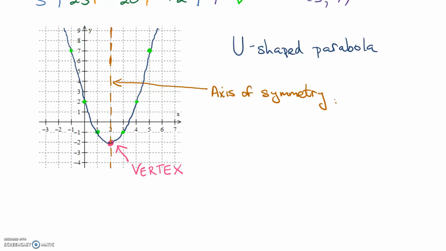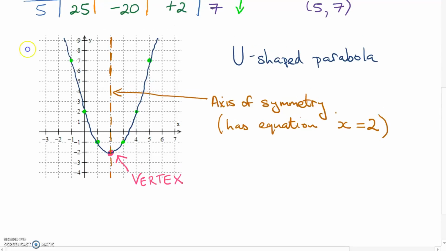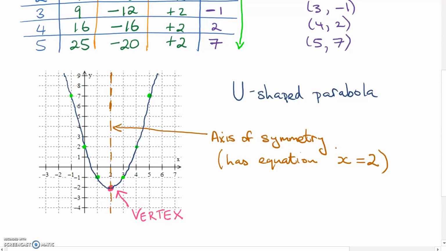Now the equation of the axis of symmetry is an easy equation. It's just going to be x equals something, because it's a vertical line, so all vertical lines are x equals. And you just look to see where it is cutting the x-axis. It's cutting it at x equals 2. So if it's cutting it at x equals 2, then the equation of the axis of symmetry is x equals 2.